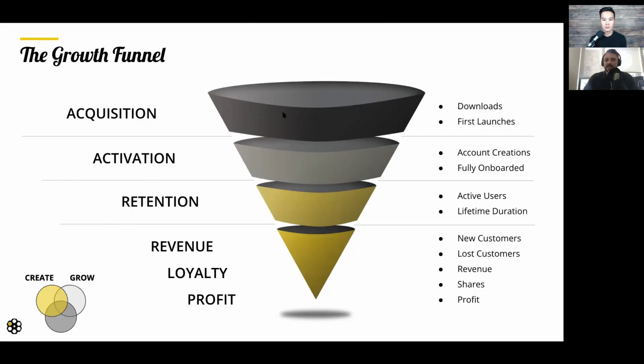We need to be understanding that funnel, and there's 6 sections of that funnel that we track: acquisition, activation, retention, revenue, loyalty, profit. So we're really tracking everything you need to know to actually find all of those holes and optimize your business as a whole. Examples of these different sections: downloads, first launches, accounts created, fully onboarded active users, lifetime duration. So how long does it take for them to become a customer? From a user to a customer, that's really important. It's a metric that you can focus on to get that down if you're wanting to convert more customers. But then also how long they stay a customer. So again, the retention of them.